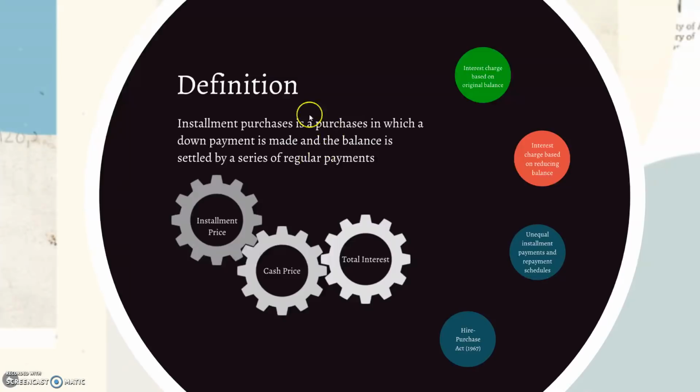Alright, in installment purchases, you will need to be clear on what these terms actually mean. We will discuss it later: what is installment price, what is cash price, what is total interest. So in installment purchases, we are going to cover these 4 topics. The first one, interest charge based on original balance, interest charge based on reducing balance, unequal installment payments and repayment schedules, and finally Hire Purchase Act 1967.